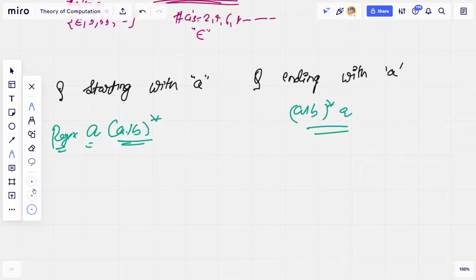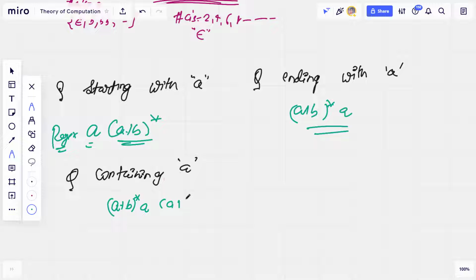Then let's see one more, the set of strings containing a. How will it look? Any number of a's and b's, then a, then any number of a's and b's. Simple, right? There is also an equivalent form: you wait until you see a, so any number of b's, then a, and after that anything can come.